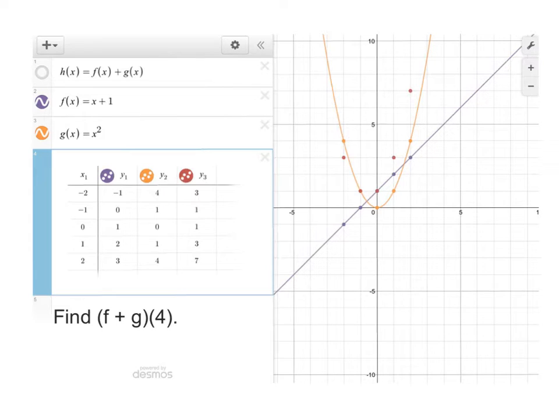Those are the points that we found, but what if I wanted to do another one? So what does that mean, f plus g of 4? When x is equal to 4. So let's put that into our table here. X is equal to 4. What's f of x going to be equal to when x is equal to 4? 5. X plus 1. 4 plus 1. What's g of x going to be equal to? 16, because it's x squared. 4 squared is 16. So then what's f plus g of 4?